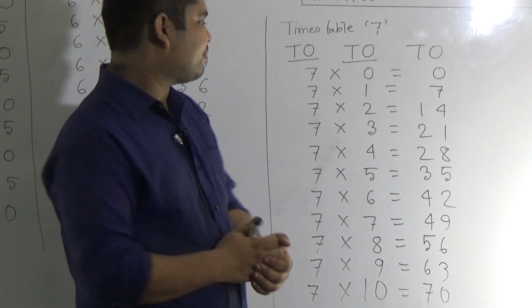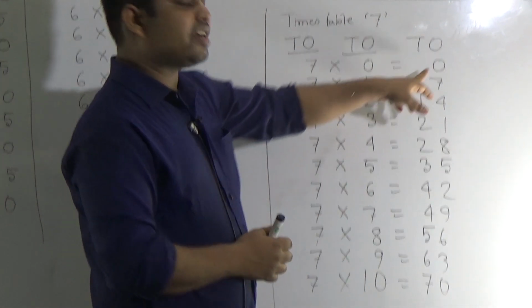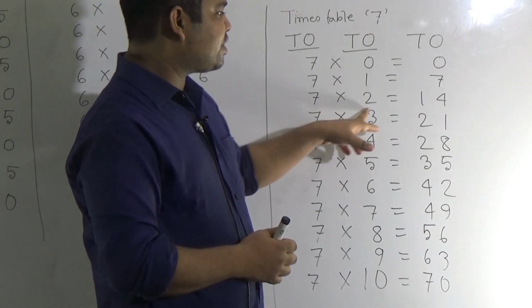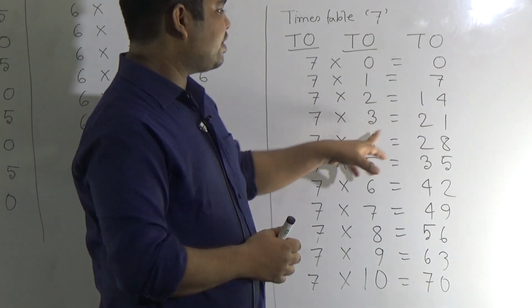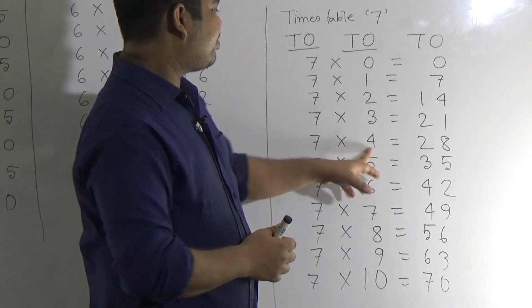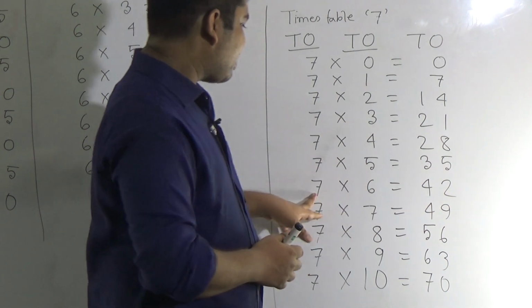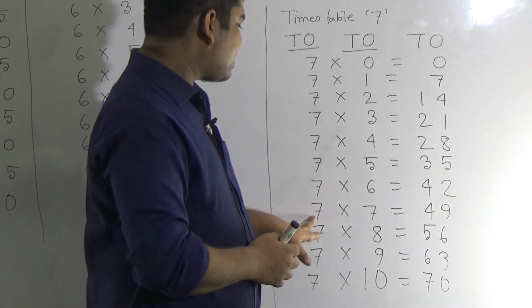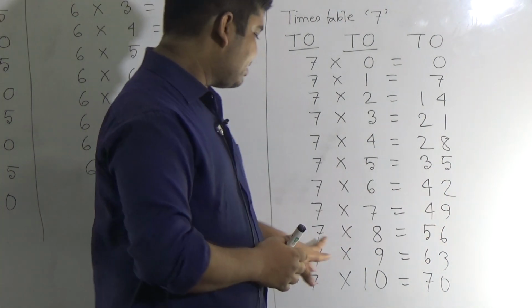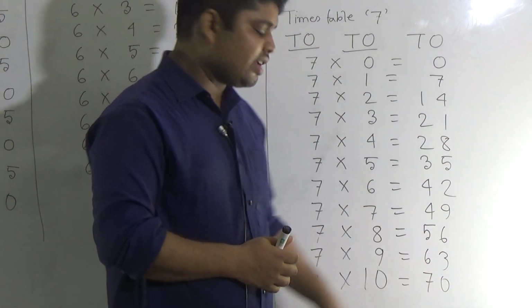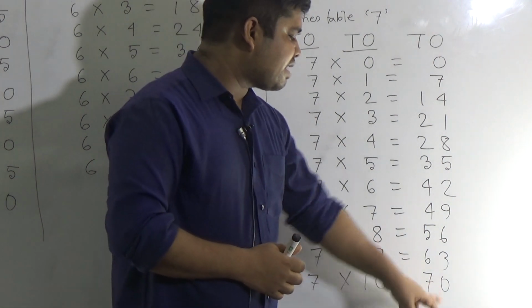Now read with me. 7 zeros are 0, 7 ones are 7, 7 twos are 14, 7 threes are 21, 7 fours are 28, 7 fives are 35, 7 sixes are 42, 7 sevens are 49, 7 eights are 56, 7 nines are 63, and 7 tens are 70.